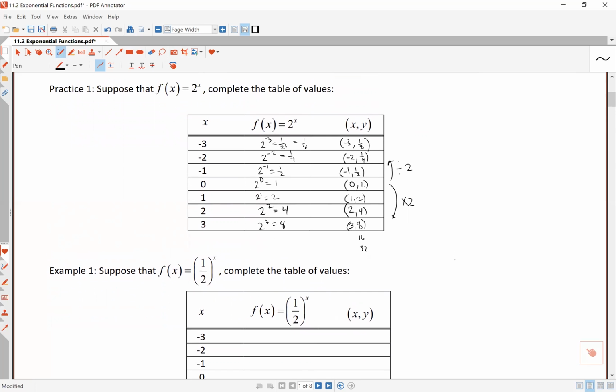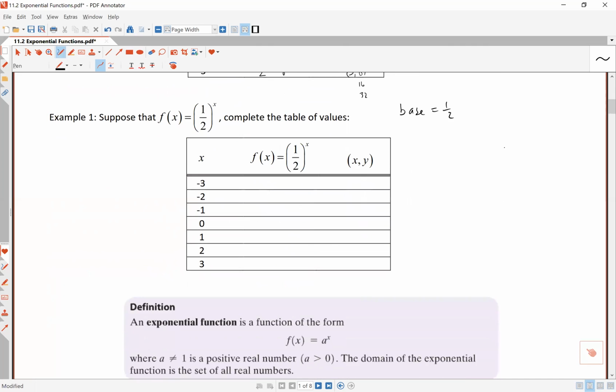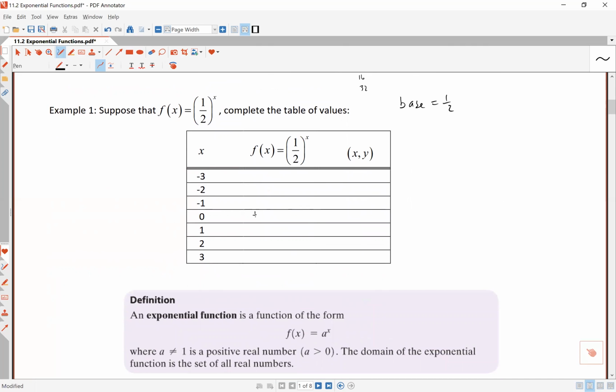If we change the base from 2 to 1/2, we see that when we plug in 0 as an exponent, we still get 1. So that hasn't changed anything. However, when we put in 1 for x, now we're at a half, 1, 1/2. When we plug in 2, that's 1/4, 2, 1/4. 3 cubed is 1/8, 3, 1/8.